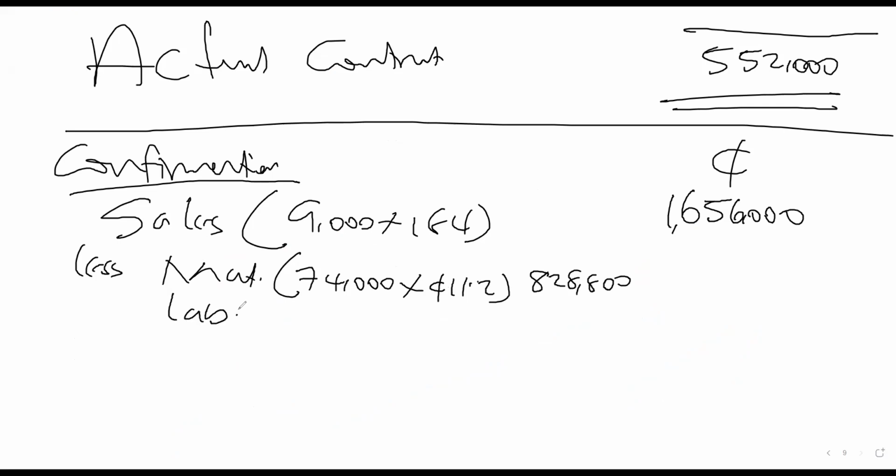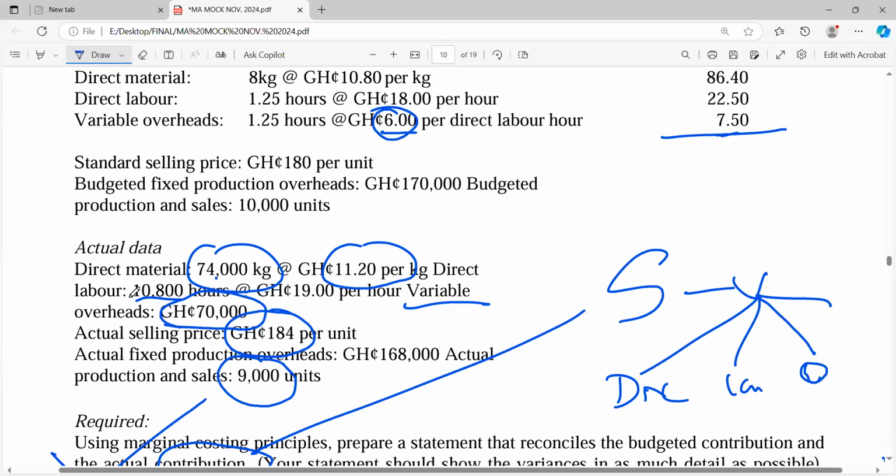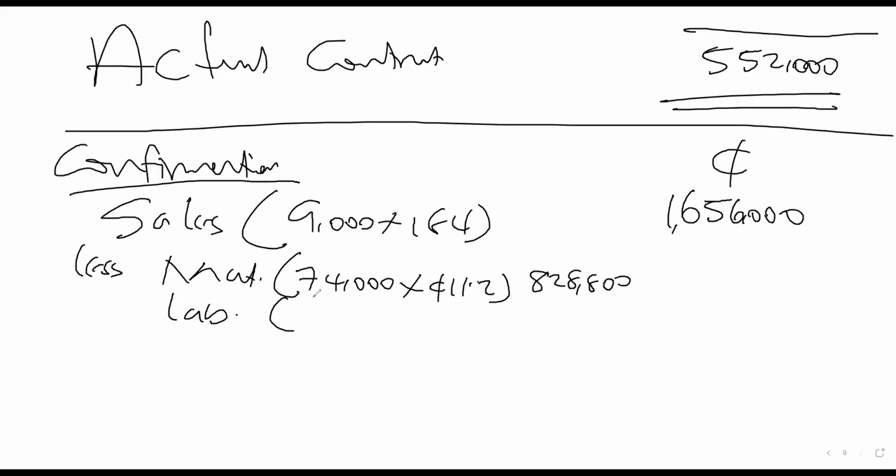Then labor. Let's pick the labor cost. We multiply 10,800 by 19, which is 205,200.